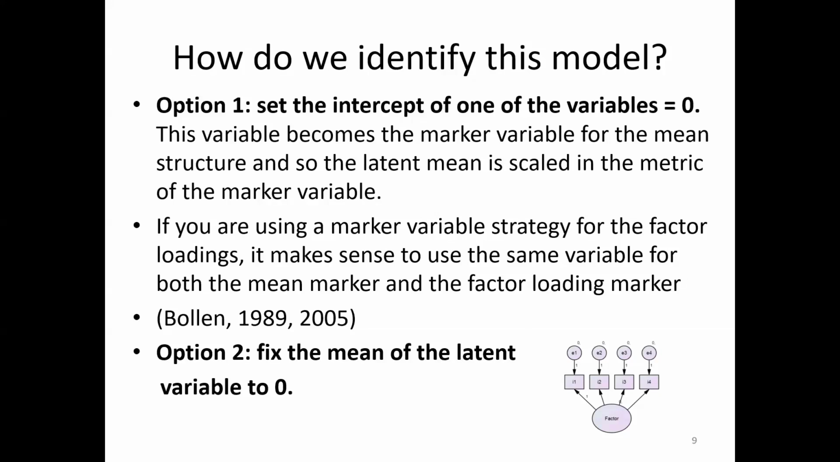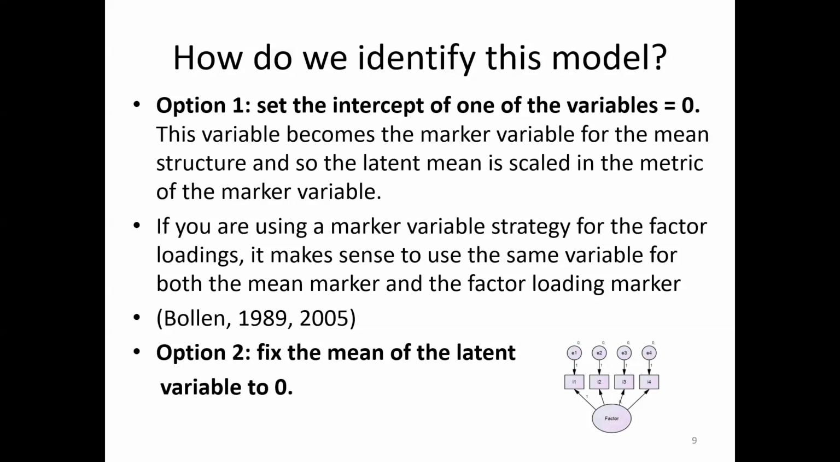So we've always referred to the marker variable as the variable where we're setting the loading to be 1. And I'm just saying, if you're going to set the intercept of one of the variables to be 0, use the same variable that is your marker variable. It's not going to happen by default, because Mplus by default in the single group case is just going to fix the mean of the latent variable to be 0. But if you want to, in a single group analysis, or once we get to multiple groups, if we're going to use this strategy, we don't want to mix and match and say this is the marker variable for the loading, and this is the marker variable for the intercept. That would be weird, right?